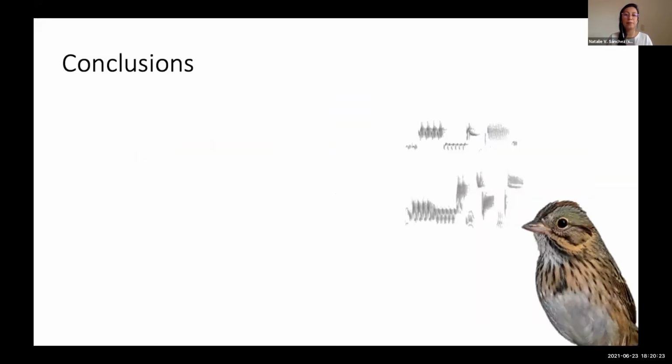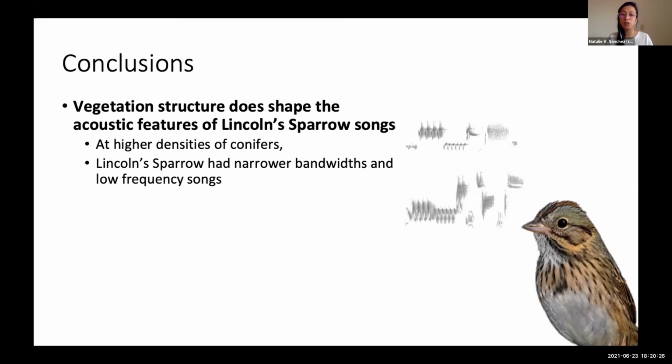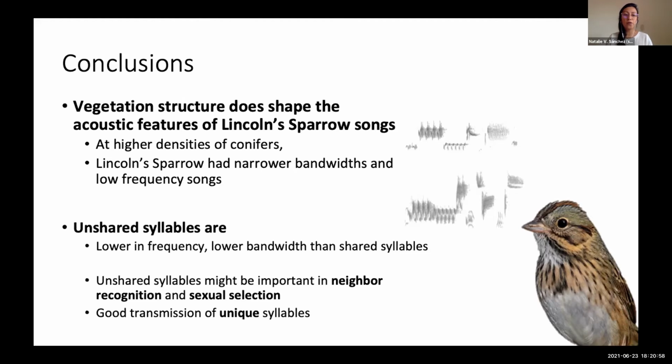So with this, we conclude that vegetation structure does shape the acoustic features of Lincoln's sparrow songs. At higher densities of conifers, Lincoln's sparrows had narrower bandwidths and low frequency songs. We haven't tested the transmission of their songs, but this is something that can be done for this species using a transmission experiment, just to confirm this idea. Also, the unshared syllables are lower in frequency and lower in bandwidth than shared syllables.